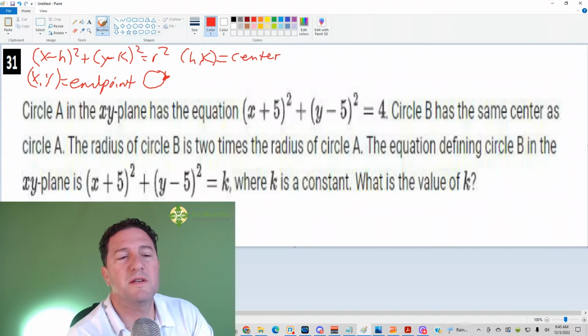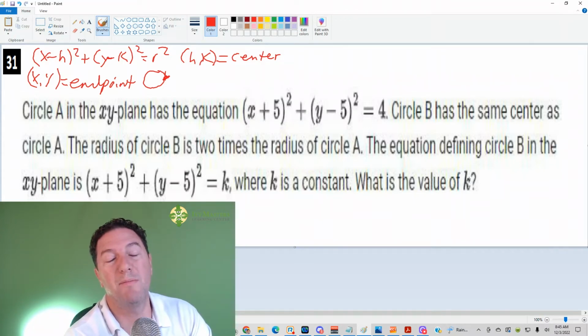And if you notice, it says minus h and minus k, but the center's positive h, positive k, so it's opposite. So the center of the two equations given here are actually negative 5, positive 5. Those first two things we don't need to know in order to answer this question.